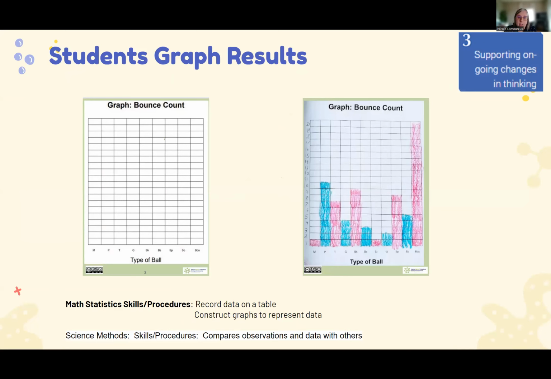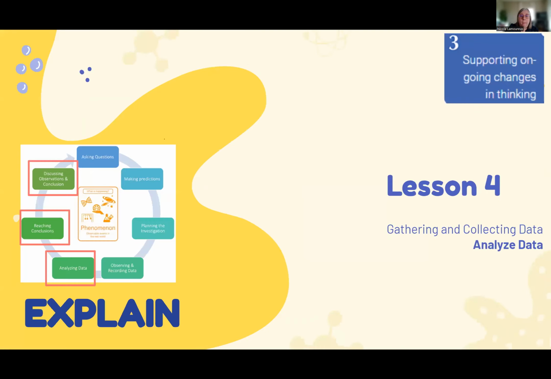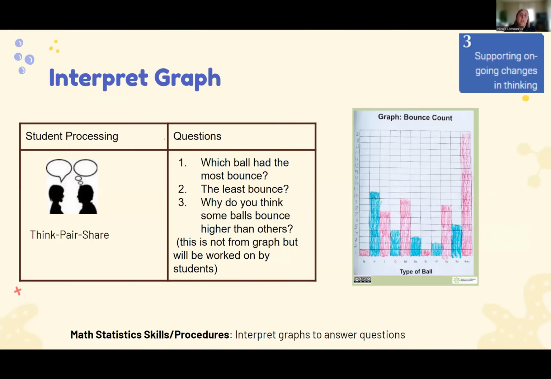Now, at this time of year, if you're doing it in October, then there's more guided practice involved, or more guidance from you. And the students are comparing their observations and data with others in their group. Okay, so once that's been done, the next lesson is getting them to analyze the data. So you can start with having them look it over. Which ball had the most bounce, which the least? Pretty easy to get from a graph, which is why we graph. Why do you think some balls bounce higher than others?